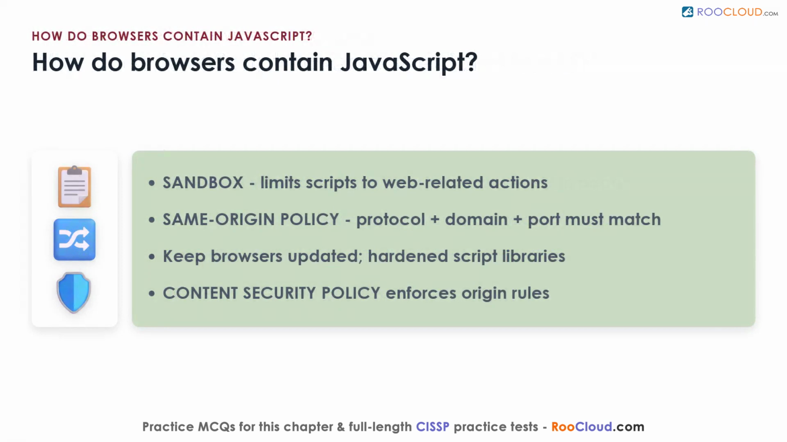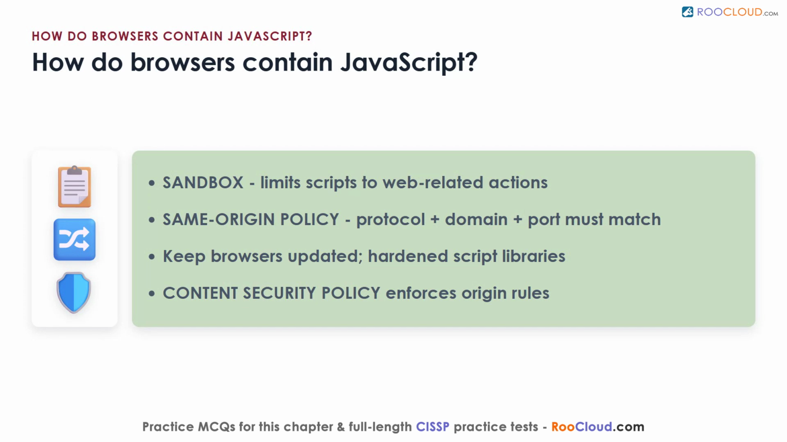How do browsers try to contain it? Through a couple of built-in guardrails, backed by choices you make. Browsers run scripts inside a sandbox that limits them to web-related actions, and they enforce the same origin policy, which blocks a script from reaching content that comes from a different origin. An origin is the combination of protocol, domain, and port. And if any one of those differs, access is denied.